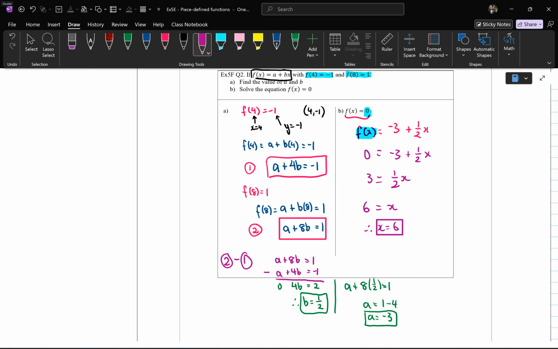Have I gone too fast there? You got it? Add 3 to both sides. I moved it over here. To get rid of that divide by 2, I times both sides by 2. So double of half is 1, so 1x, and double of 3 is 6. x equals 6. Okay, so when they say solve for f of x equals 0, really they're saying if y equals 0, solve for x, which really is just the x-intercept.